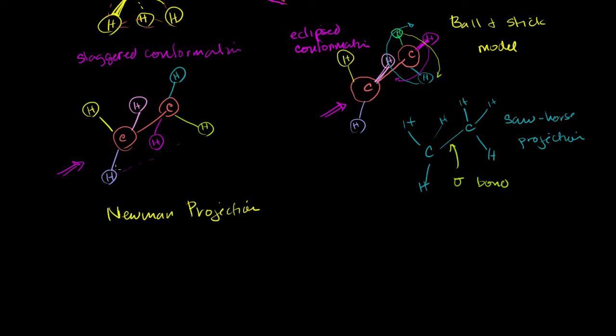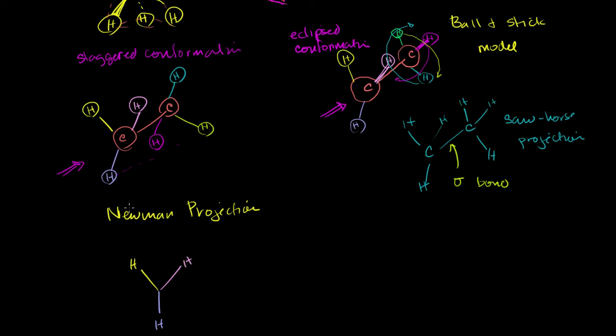So in the front, we'll consider this carbon the front carbon. We have our hydrogen pointing straight down, and we have a hydrogen coming out to the top left like that. And then we have this hydrogen over here coming up to the right. I want to do that in that same color.